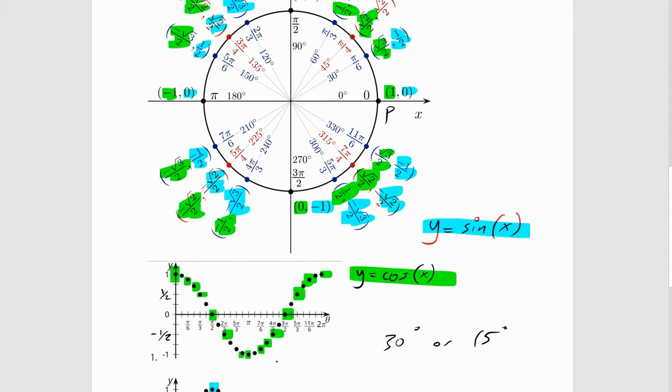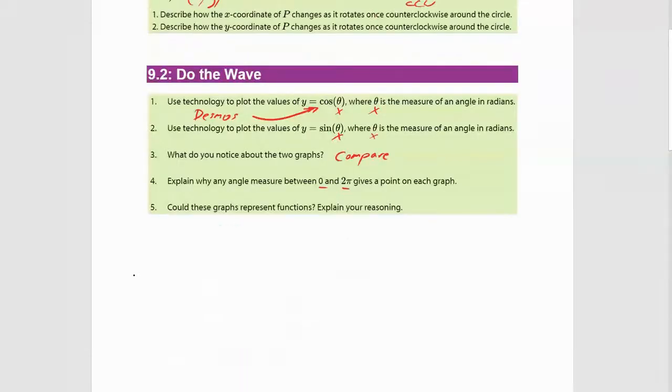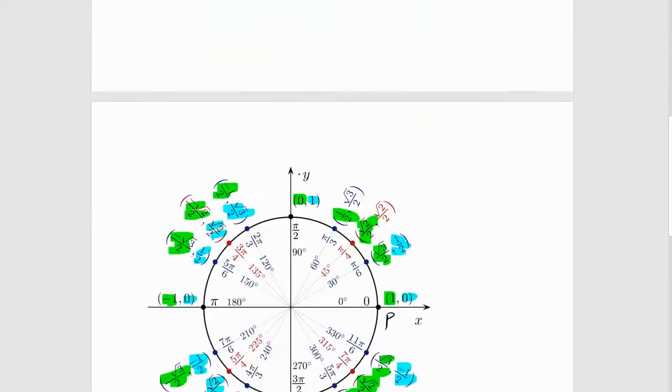That's just something I want you to look at here, because theta are your degrees. Could these graphs represent functions?